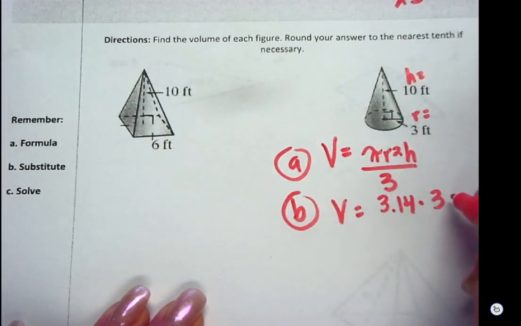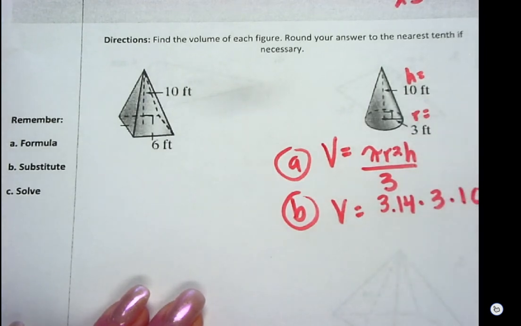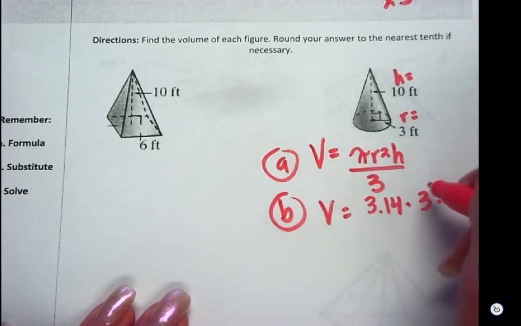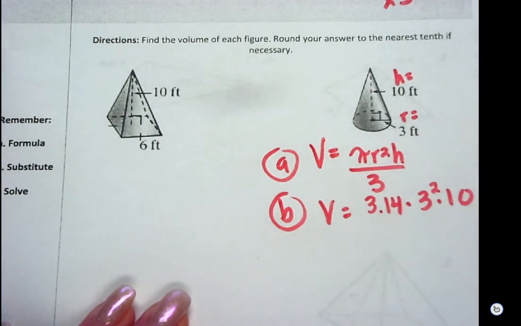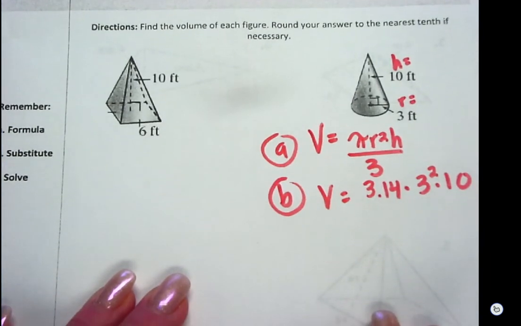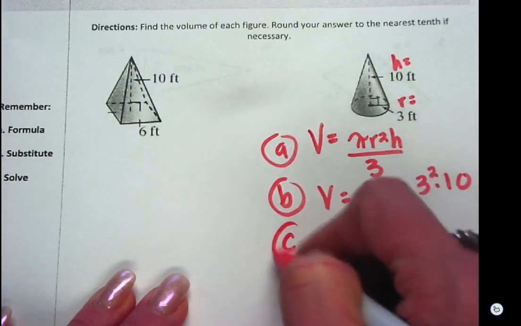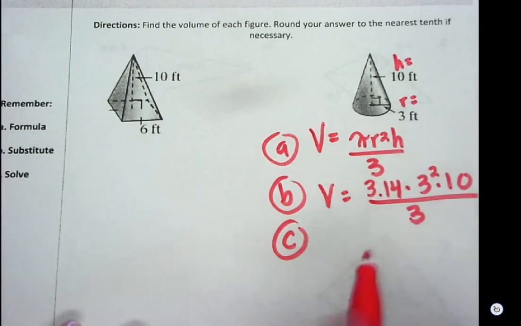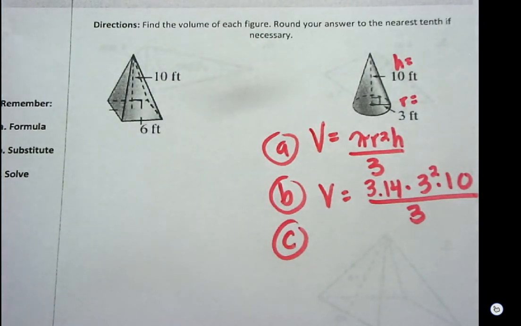And I'm going to multiply that times the height. But what did I just forget to write down? The squaring, right? I need to square the radius. So C is we're just going to plug that into, divided by 3. We're going to plug that into our calculators to get our answer. So go ahead and try the problem. Pi times 3 squared times 10 divided by 3.